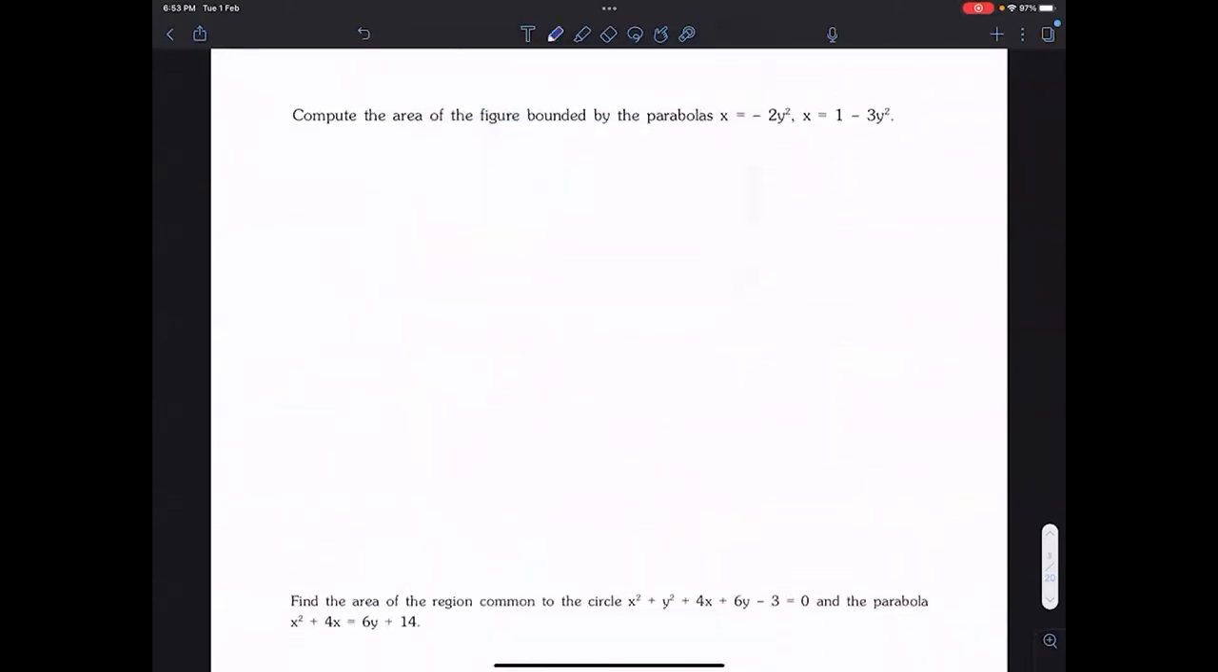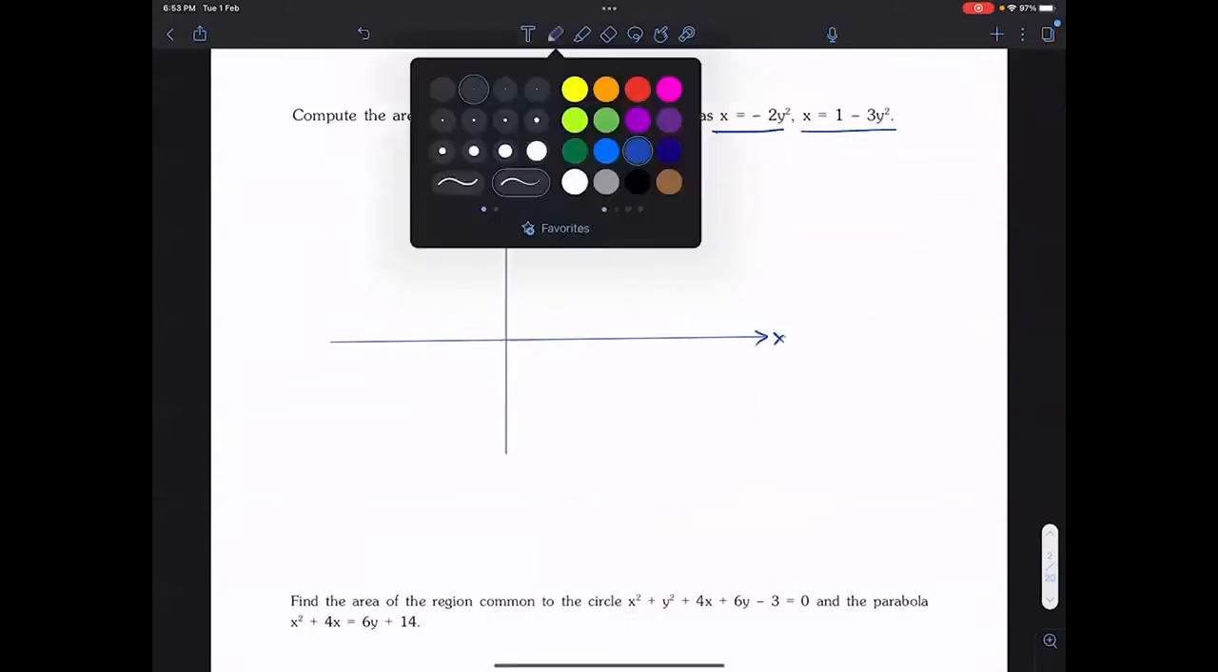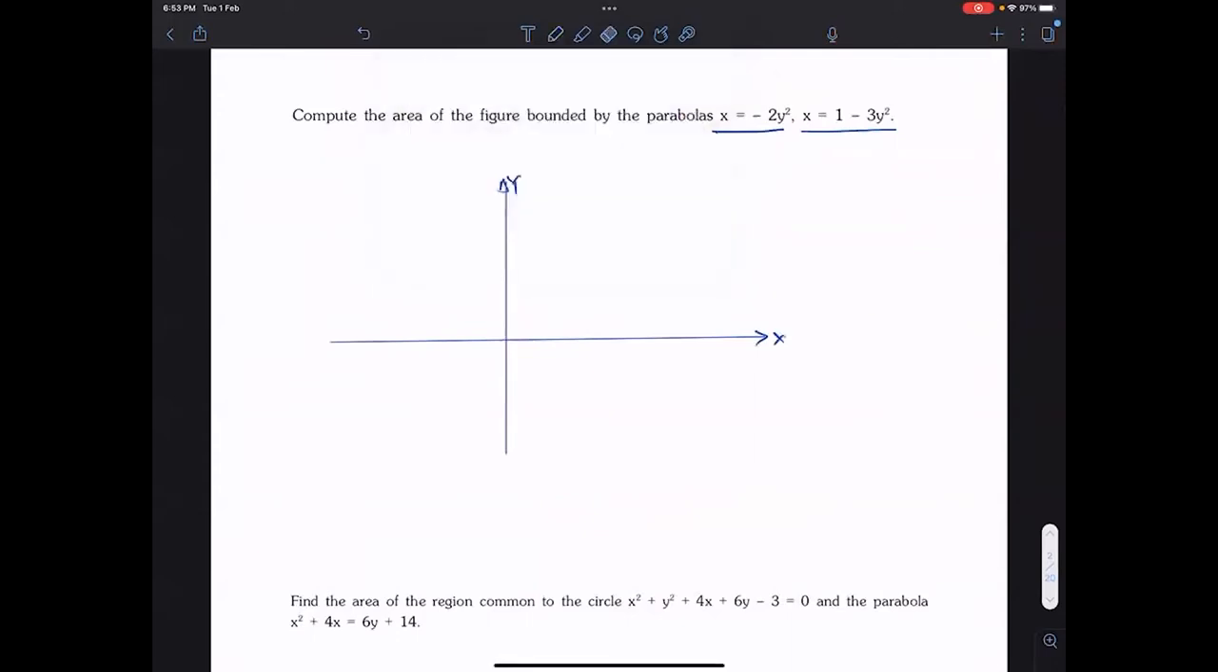So let us take this one. Area bounded by these two. First, let us draw those two figures. X and y axis. First, x equals minus 2y square. x equals minus 2y square will be something like this. Now, the other one is x equals 1 minus 3y square. The graph will be something like this.